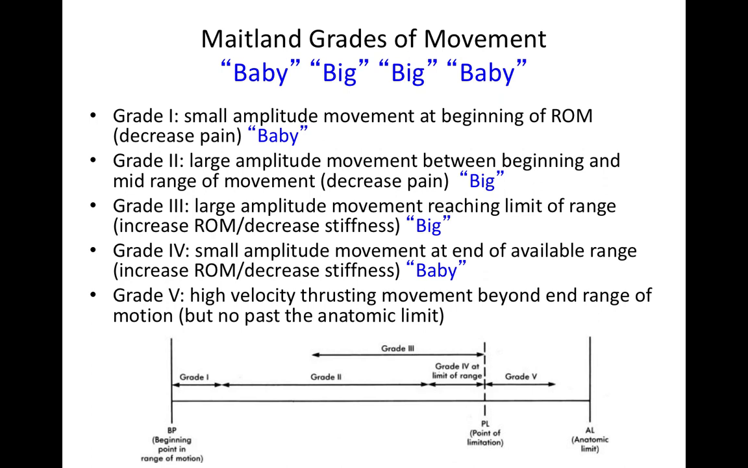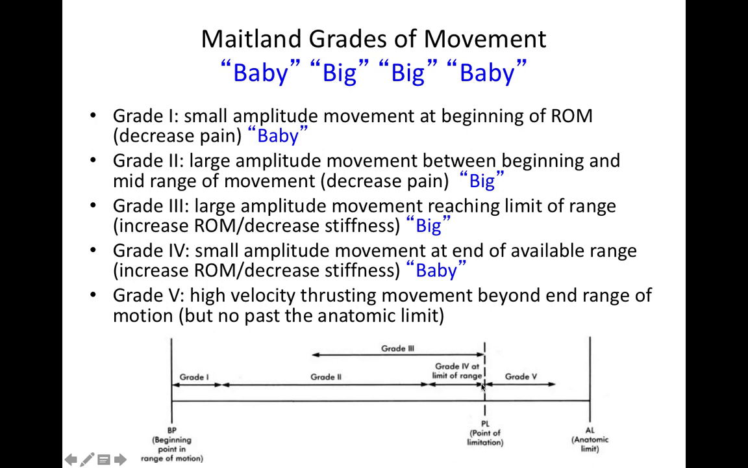Let's talk about how we document and describe the intervention of mobilization and manipulation. When we're describing this, we often use grades. So let's go through first and define these. Grade 1 is a small amplitude movement at the beginning of the range. A grade 2 is a larger amplitude movement between the beginning and the mid-range of the movement. A grade 3 is a large amplitude movement that is reaching the limit of the range, which in this illustration is called the PL, or the point of limitation. A grade 4 is going to be a small amplitude movement at the end of the available range, again moving right up to the point of limitation.